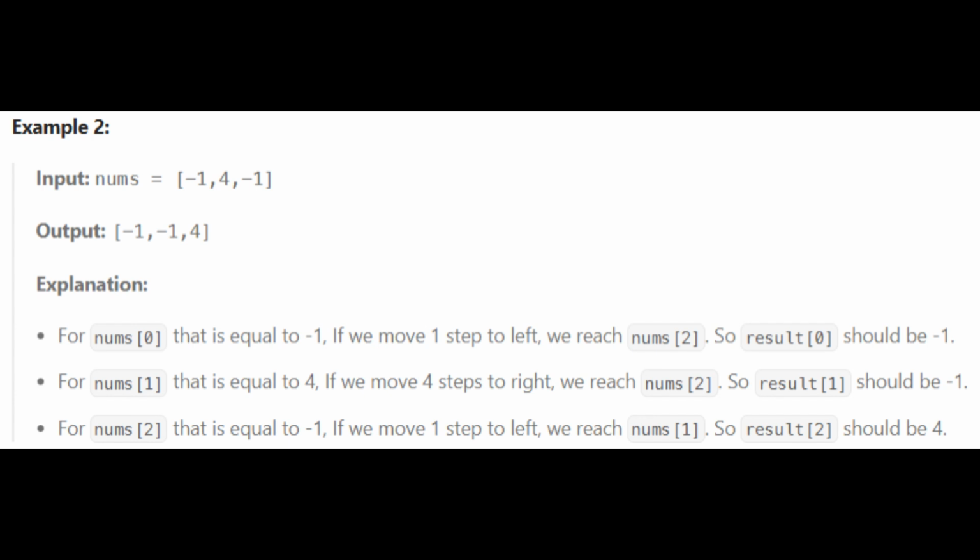At index 2 the value is -1. We move 1 step to the left. From index 2 we reach index 1. At index 1 the value is 4. So result at index 2 becomes 4. Final output array for example 2 is -1 -1 4.